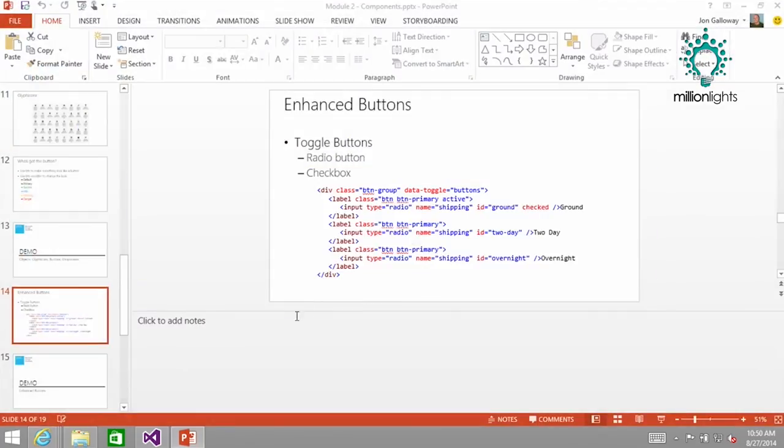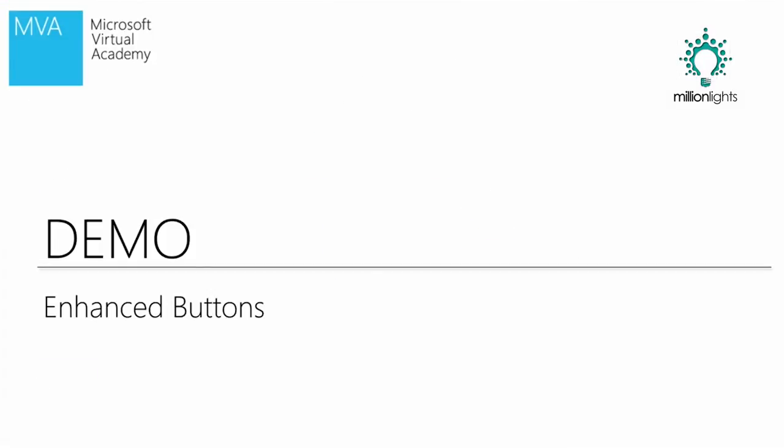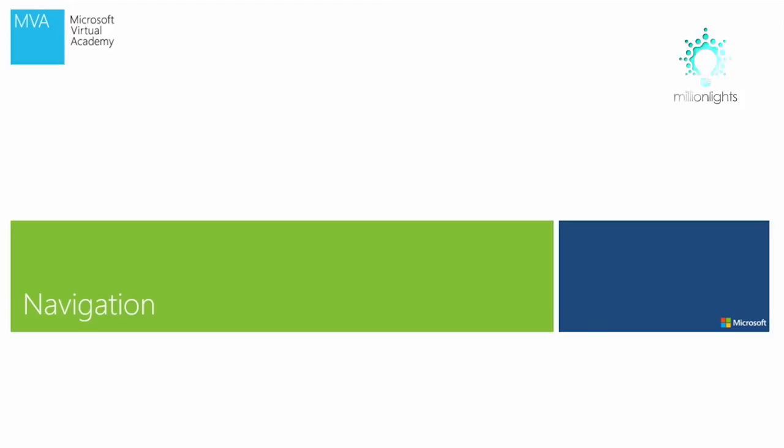So one other thing that we want to look at. So we looked at groupings. We looked at objects. I just showed you enhanced buttons. And now we're going to look at navigation. That's all in this episode. I hope this tutorial was helpful. In the next episode, we will continue with Bootstrap components. And later on, we will start with page design.